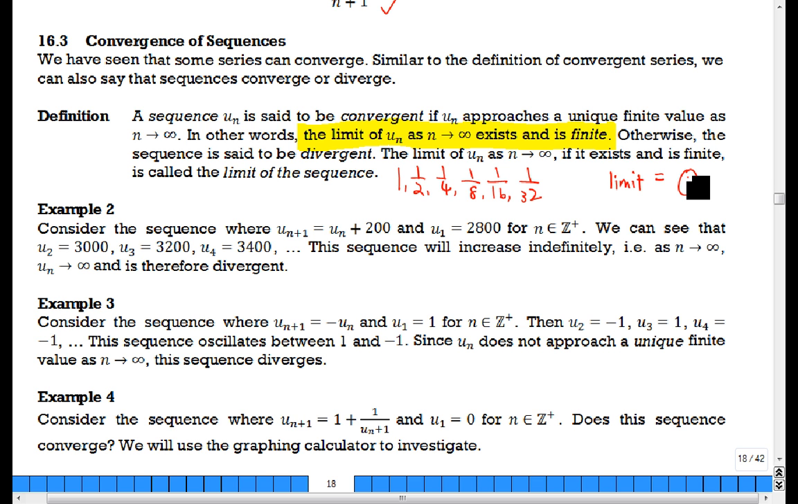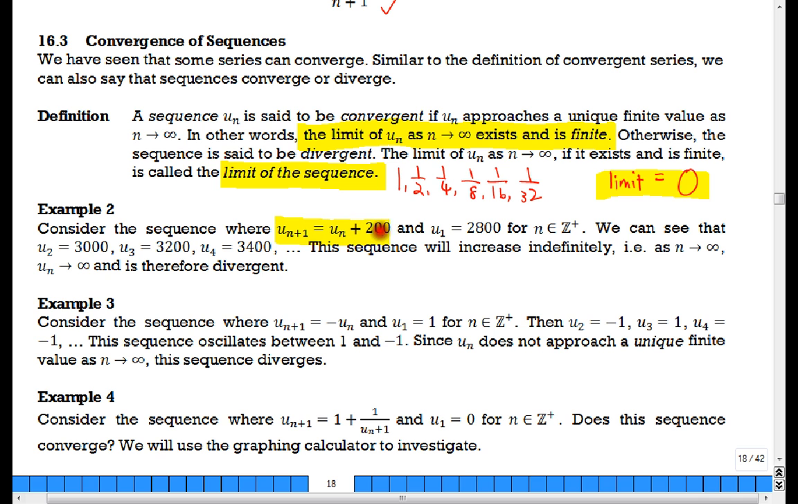Some series are convergent, some are not. As long as this limit exists, then it's a convergent series. As simple as that. Okay? This is the limit of the sequence. This is the limit. Okay? Now, let's do example 2.